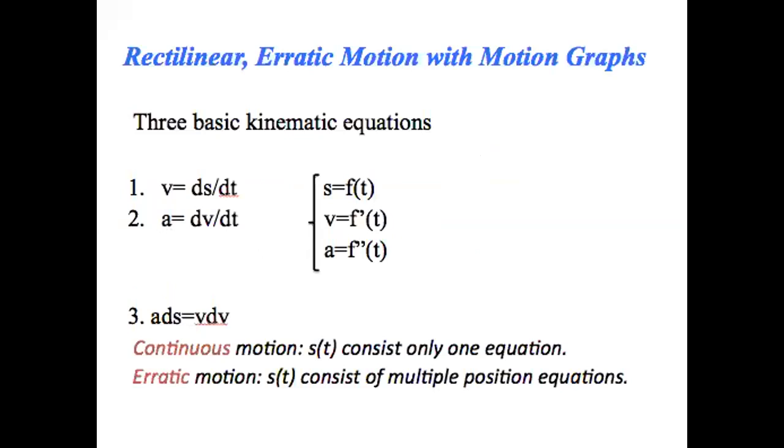Take a look at the three basic kinematic equations. They tell us that if the position s is a function of time, v as a velocity is the first derivative, f prime, and a as an acceleration is the second derivative, f double prime. Continuous motion means the s(t) consists of only one equation, while in erratic motion, the position function consists of multiple position equations.